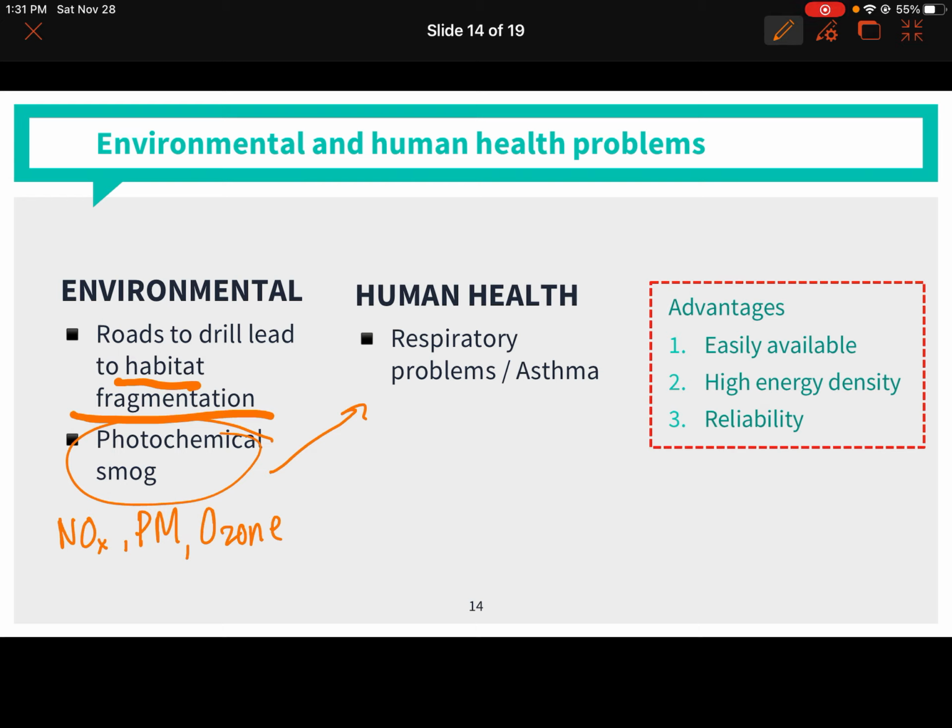Our advantages, though, and why we use crude oil despite these issues, is that it's easily available. It's in a lot of places. It's very high energy dense, so you get a lot of energy out of the product, and it's reliable. We know that it's going to work every time.